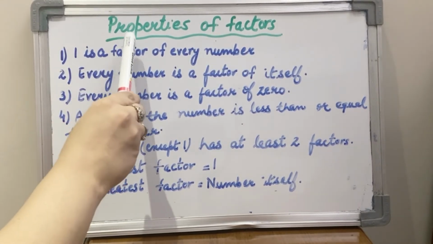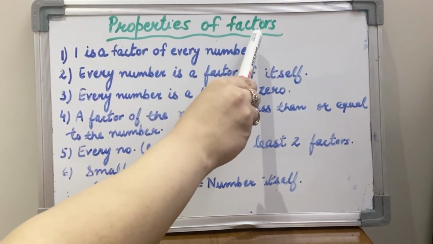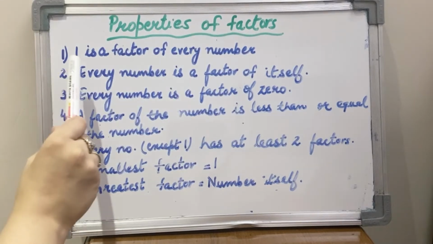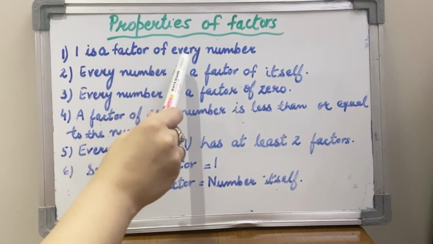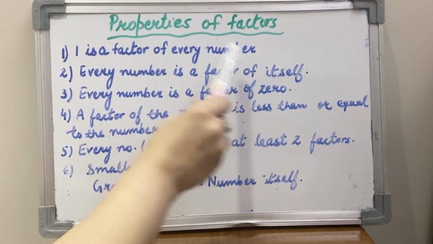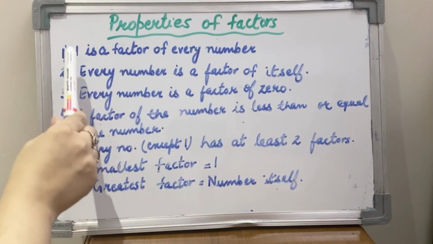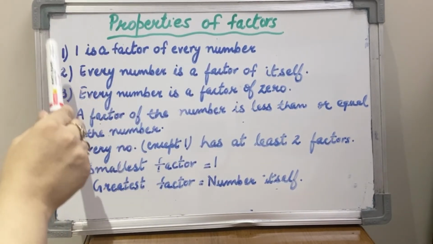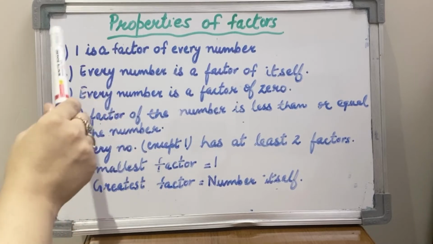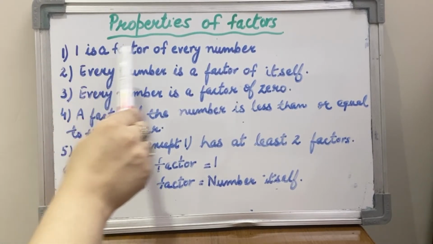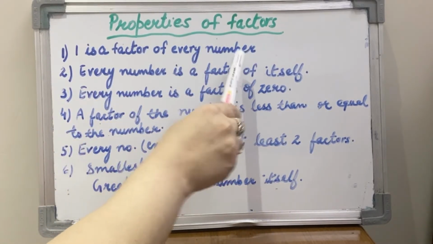Now I am taking properties of factors. I told you 1 is a factor of every number. 1 comes in the table of 1: 1 7 is a 7, 1 6 is a 6, 1 4 is a 4, 1 3 is 3. So 1 is a factor of every number.